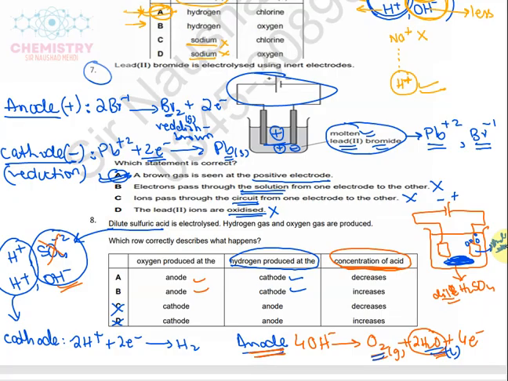It will become more and more dilute because the water is being formed at the anode. When the water is formed at the anode, it becomes part of the electrolyte, and it decreases the concentration of the acid. So option A is the correct answer for this.